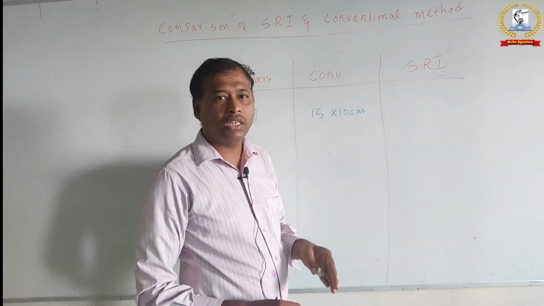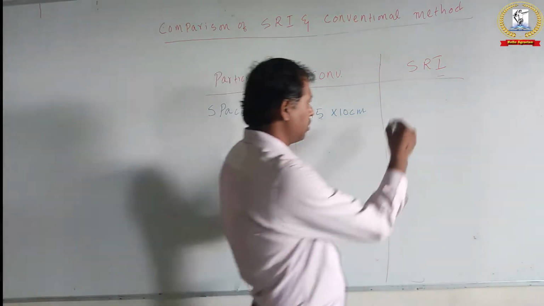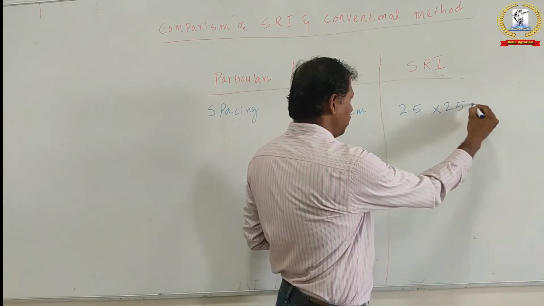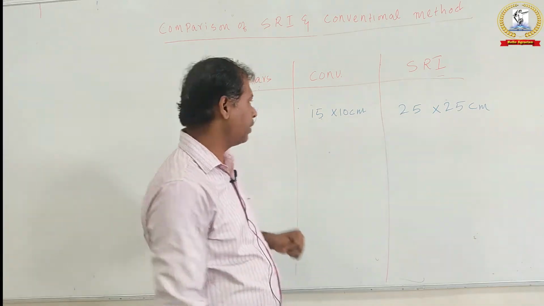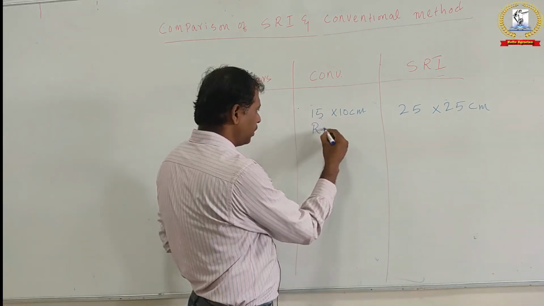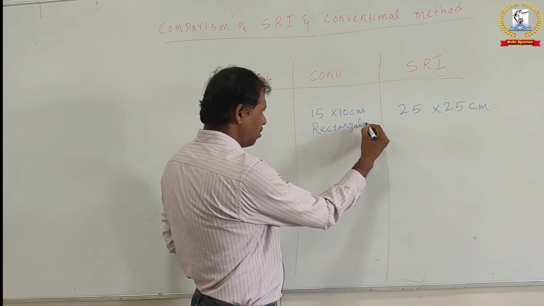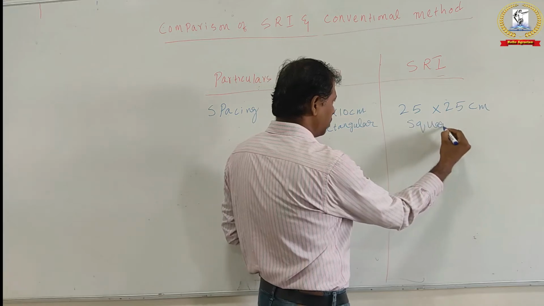Whereas in the system of rice intensification method, we are adopting the square method, that is 25 by 25 centimeter. Here we are adopting the square method. Here in the conventional method we are adopting the rectangular method, and here it is the square method.